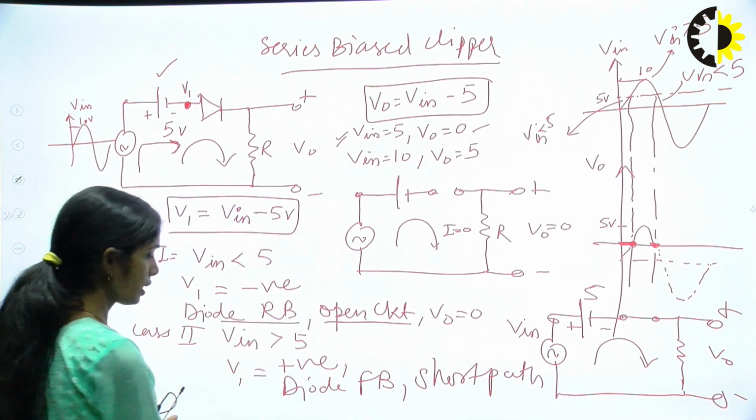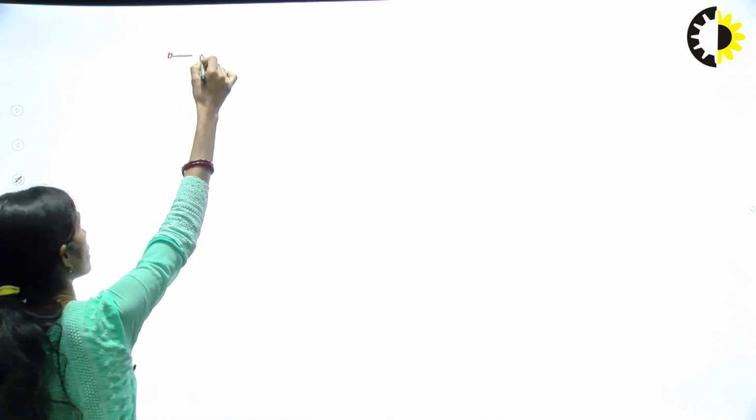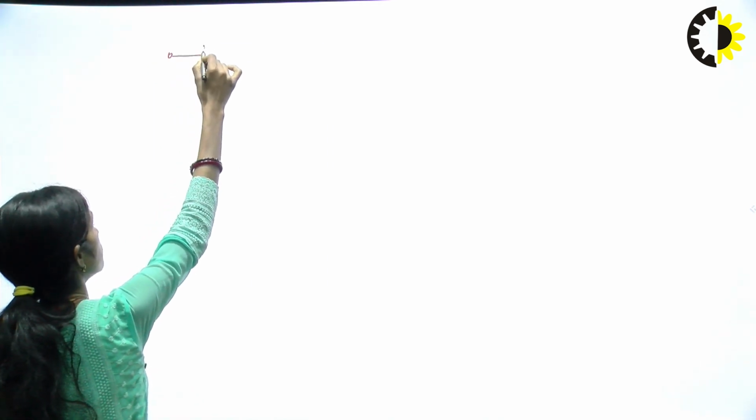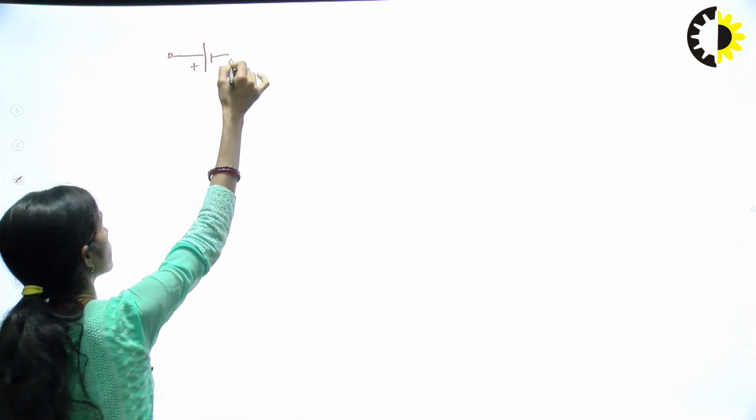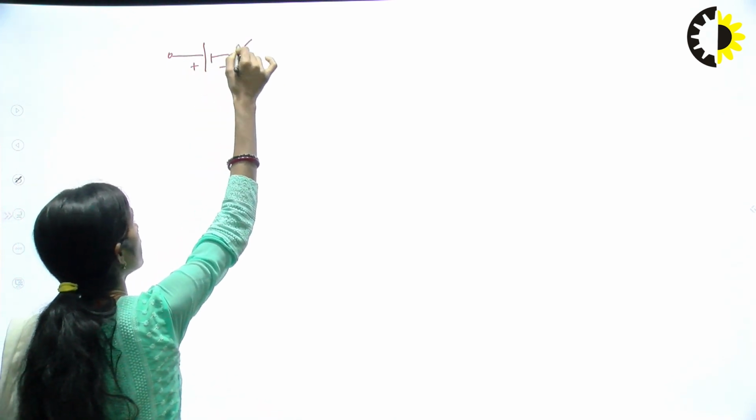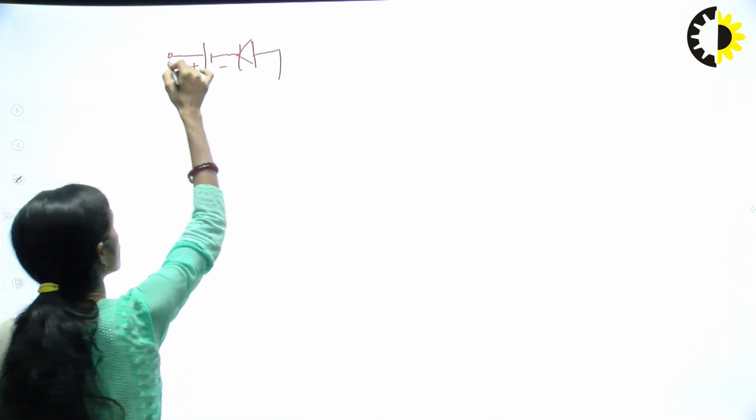So we can see the 3 more configurations also. So we have another configuration. In this, the battery is kept as it is, positive this side, negative this side. The diode direction will be changed. So this is another configuration.